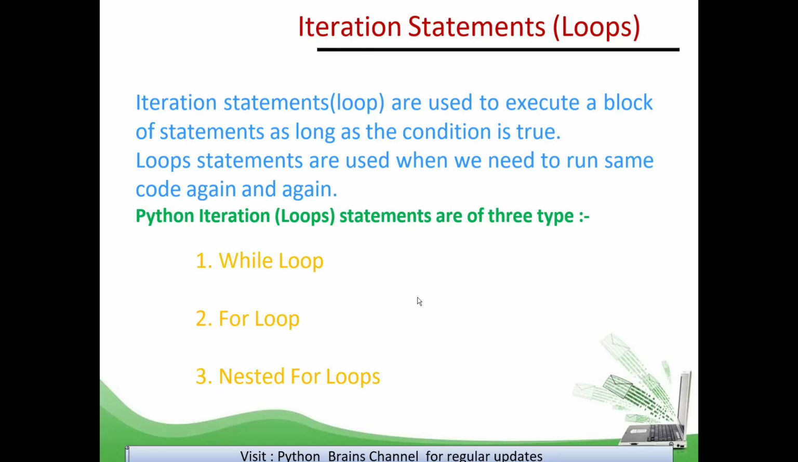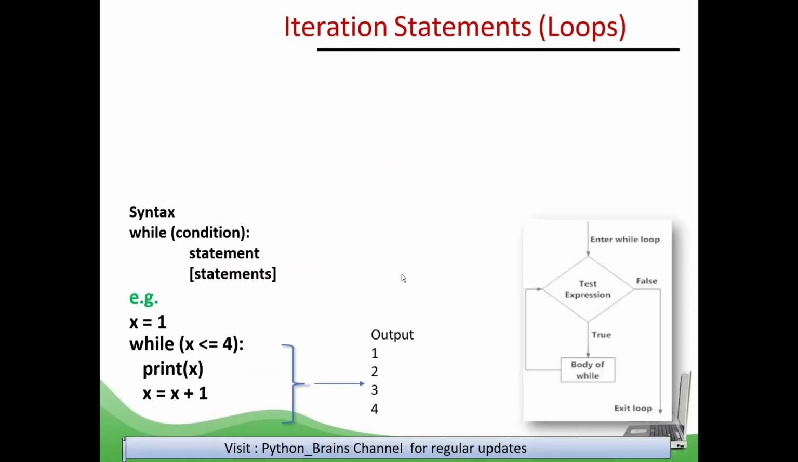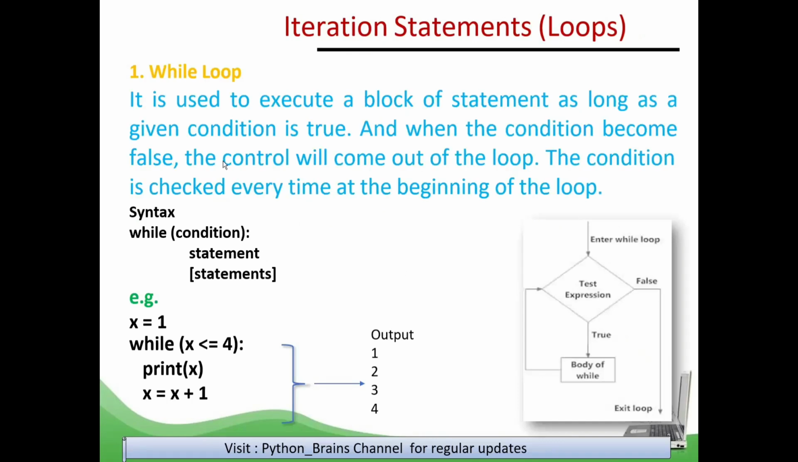In today's session, we cover only while. So what is a while loop basically? It is used to execute a block of statements as long as the given condition is true. And when the condition becomes false, the control comes out of the loop. The condition is checked every time at the beginning of the loop. Now, what is the syntax? What are the rules for the while statement? In the while, first of all, I give the condition and then the statements. This is very simple.